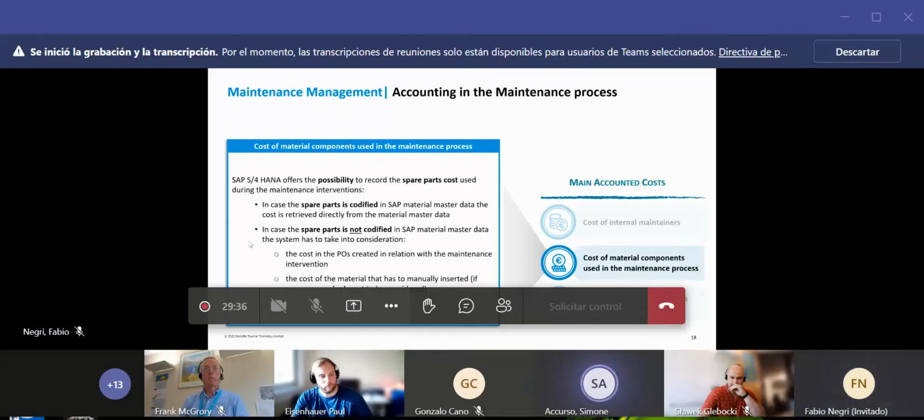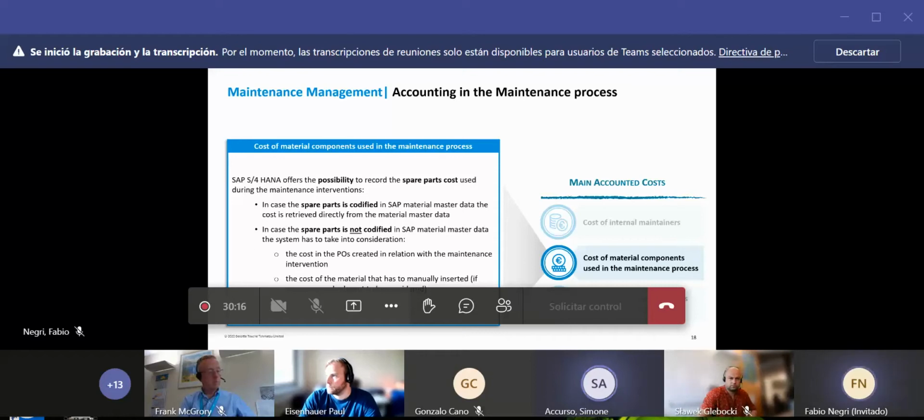Simone, as always, probably only comment about the second scenario. The cost filled in manually is only statistical information in order to trace the analysis for the maintenance part. The real accounting cost is already managed with the cost center or other components during the goods receipt for the goods.